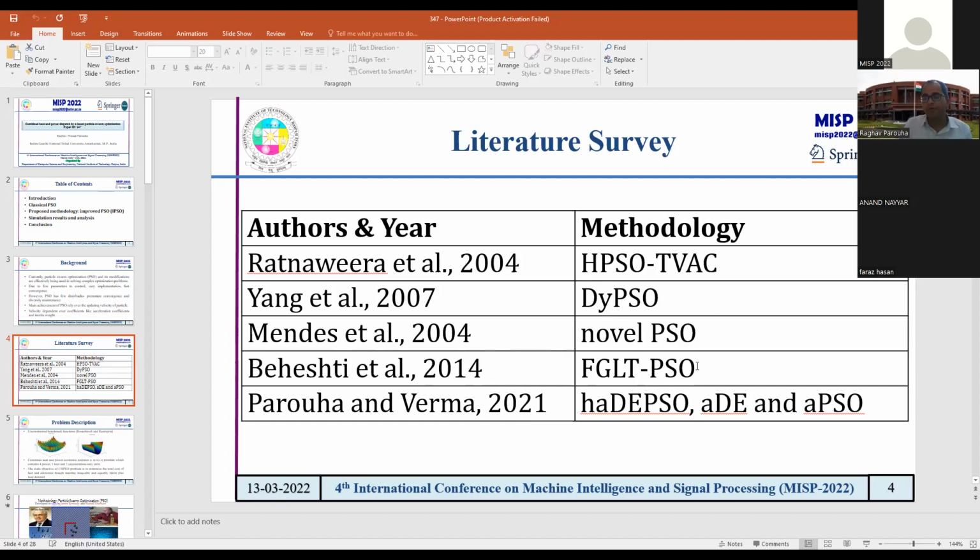Mendes et al. proposed a novel PSO. In this novel PSO, the author modified the particle position update equation through the addition of some terms. Similarly, the next author in 2014 proposed FGLT PSO, which is global local best fuzzified particle swarm optimization. And the last one is Parouha and Verma in 2021. They presented ADE and APSO, and a hybrid of these two, HADPSO, which gave better results.